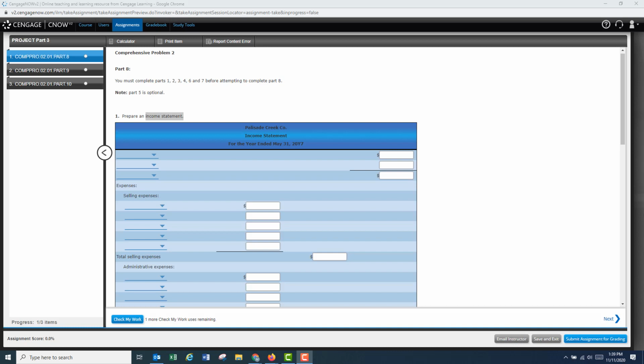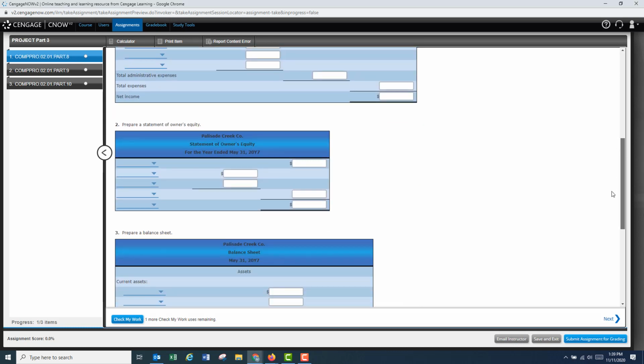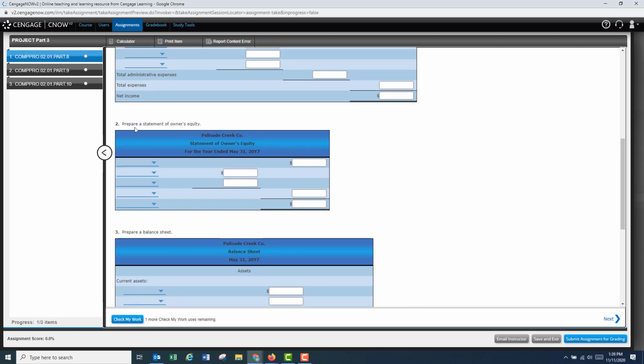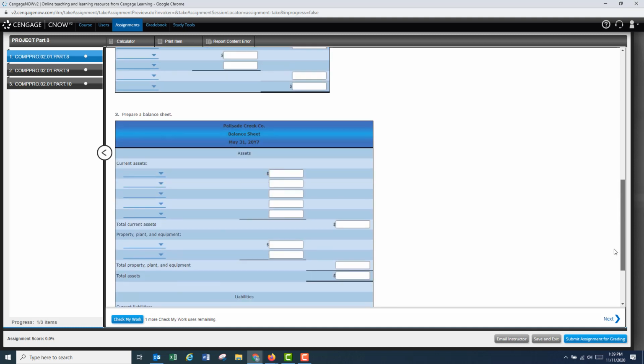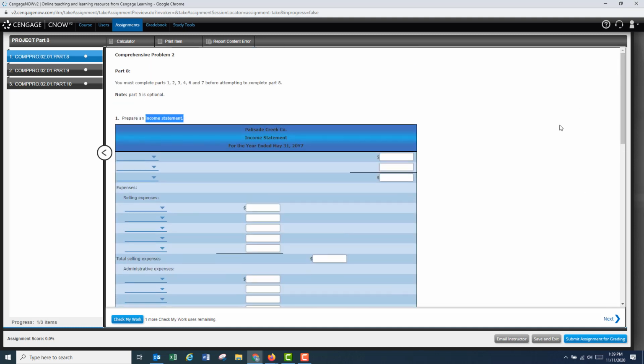Alright, so what you see on your screen is project part 3, and it's a continuation of part 1 and part 2. Within part 3 there are 3 components. It's called part 8, part 9, and part 10. So this part 8 is the income statement, the statement of owner's equity right here, number 2, and then the balance sheet. So you should know these statements by now. Refer back to chapter 4.